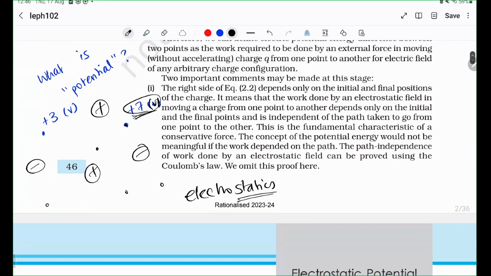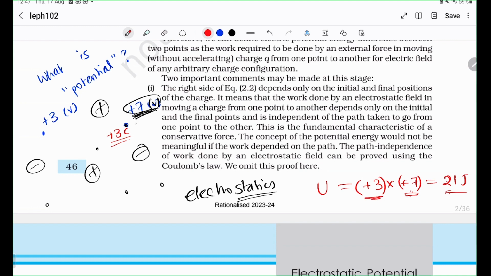So let's say the potential at this point is +7, right? Let us say that there's a charge of 3 coulombs that we are going to place. The potential energy of the charge is therefore +3 into +7, which is 21 joules. That is it. So the potential at a point determines how much energy it has by multiplying it with the magnitude of the charge. If the charge is more, obviously it would have more potential energy.